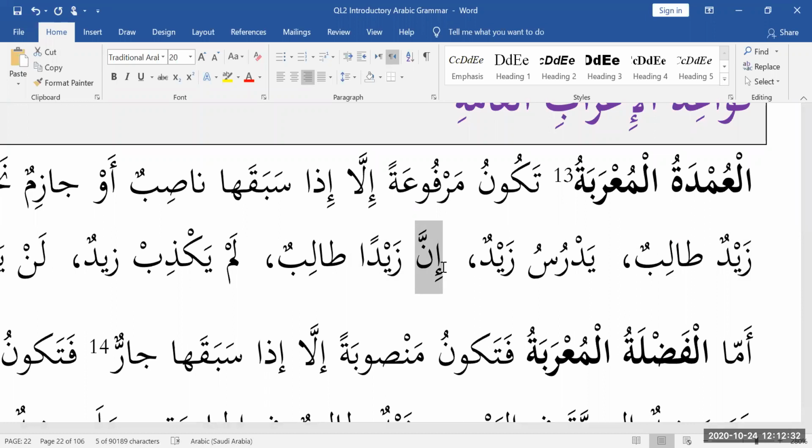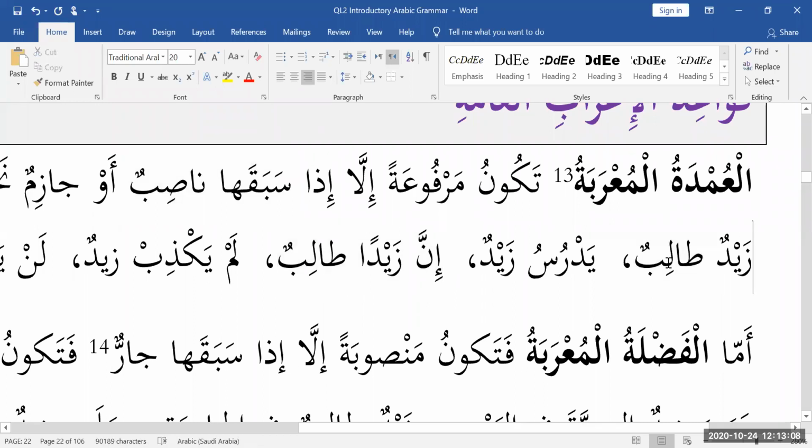Yes. Remember, I mentioned words are like people. Some people change, some people never change. Some people change others. Some people influence others. Inna is a strong word. It can change a subject from rafa state to nasab state. Why? Because sabaqaha nasibun, a nasib preceded it. A nasib came before them. But the talib remains the same as before.